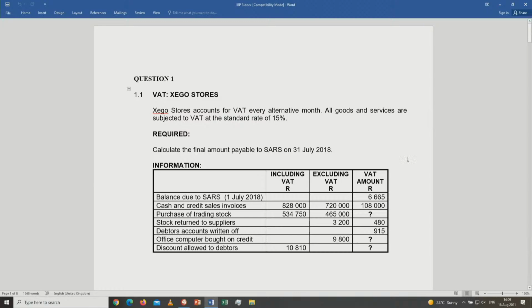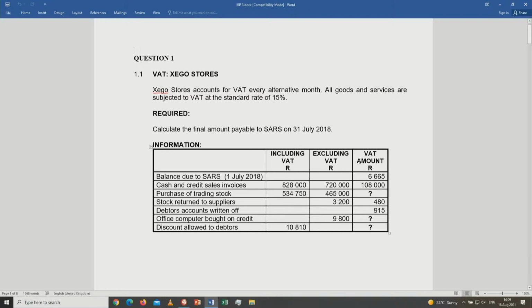As you can see here, there's our question: calculate the final amount payable to SARS on 31st July 2018. Then we have the first column, which includes the amounts inclusive of VAT, the second one is the amount exclusive of VAT, and the last column is the VAT. The VAT there is already calculated for you.